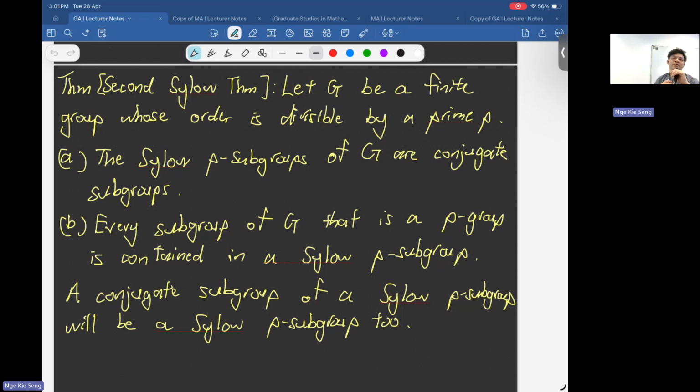Usually it's a Sylow P subgroup. So if you have two Sylow P subgroups, you need to prove that they are conjugate. Oh, that's what you meant. Let me see what they did here. Every pair works.